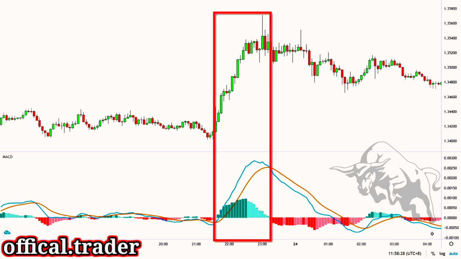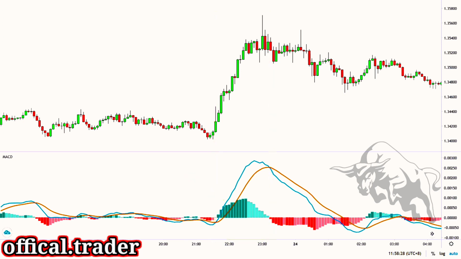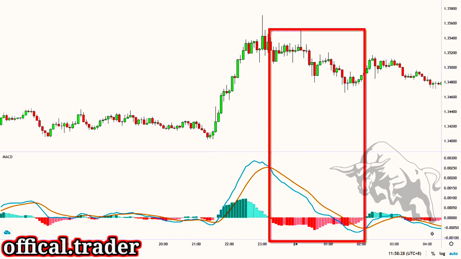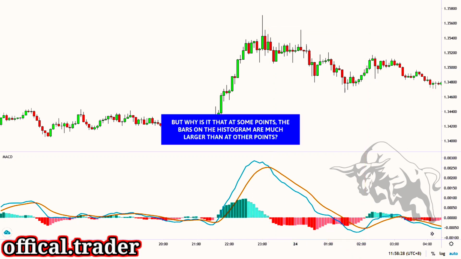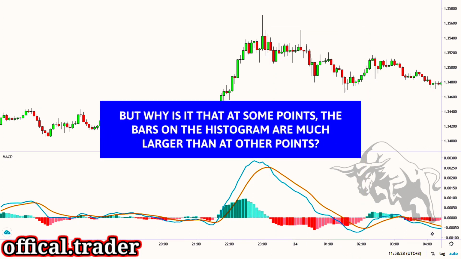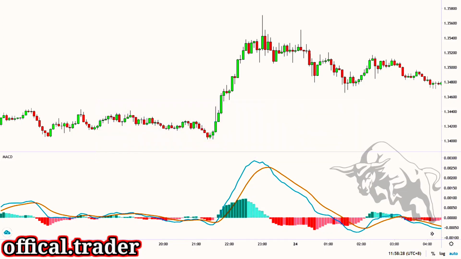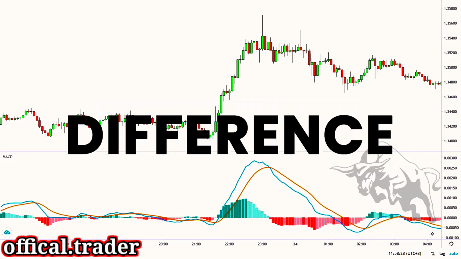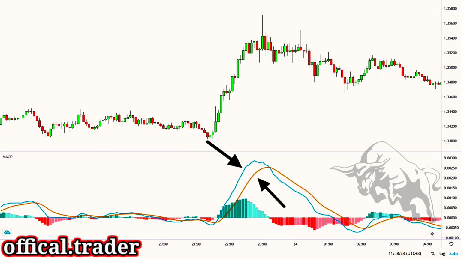The periods when the MACD line is above the signal line will result in a positive value for the histogram, so we will see these green bars forming. Whereas when the MACD line is below the signal line, this will result in a negative value for the histogram, so we see these red bars forming. But why is it that at some points the bars on the histogram are much larger than at other points? This is because the histogram plots the difference between the MACD line and the signal line. So the further away these two lines are from each other, the bigger the bars on the histogram will be.